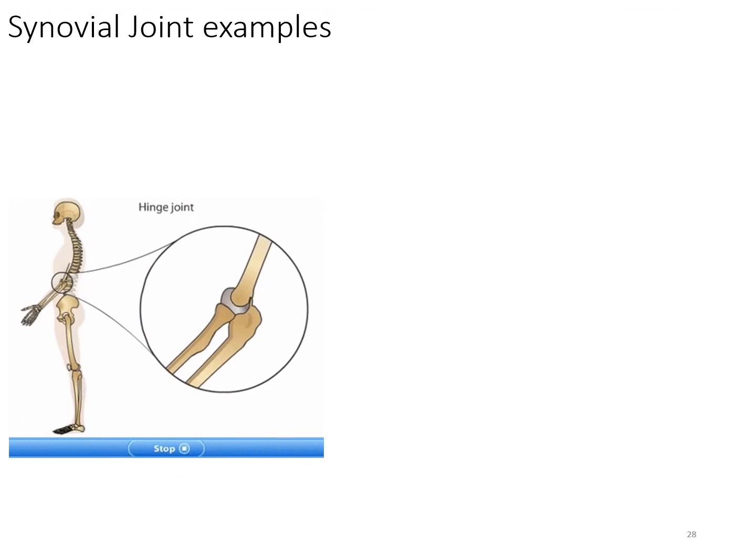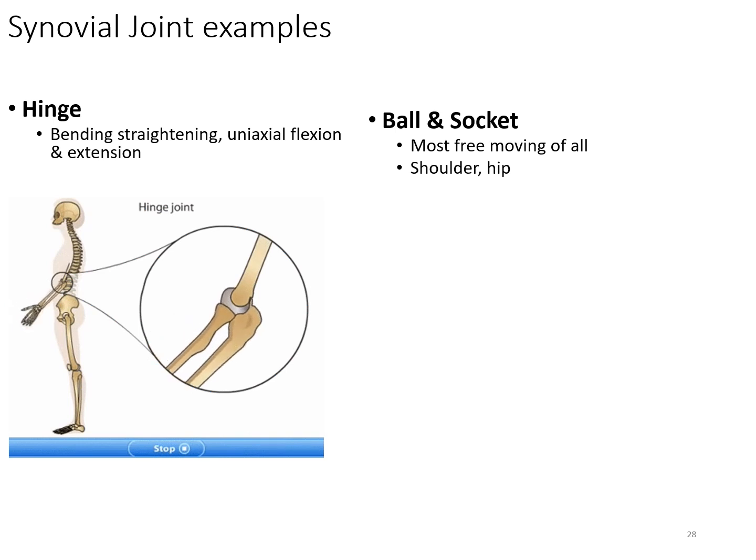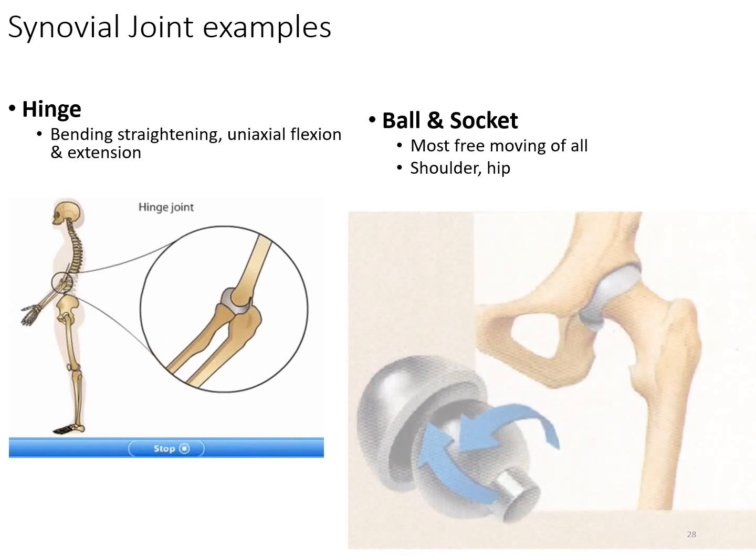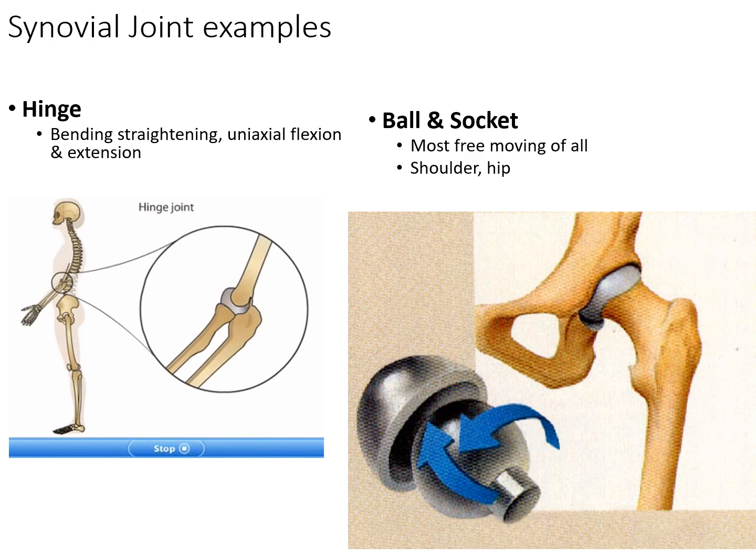So there's an example of a hinge joint moving backwards and forwards with flexion and extension. That is one's elbow joint. Then we have a ball and socket joint, which is the most freely movable joint of all. For example, you might find this in the shoulder or the hip.